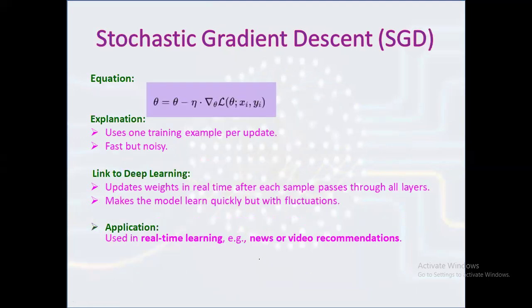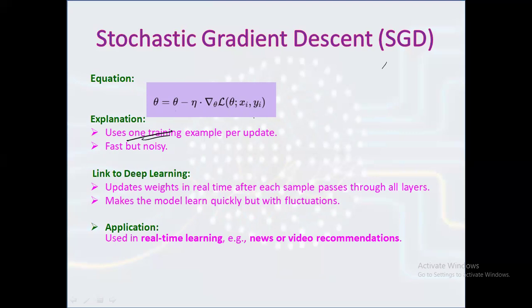Next, stochastic gradient descent. SGD represents stochastic gradient descent. Stochastic gradient descent updates the model parameters using a single training example. Only one training example is taken at each iteration. The equation is given by theta equals theta minus eta times del theta of L(theta; xi, yi). Here xi and yi represent only one input and one input-output pair. It is used to compute the gradient.